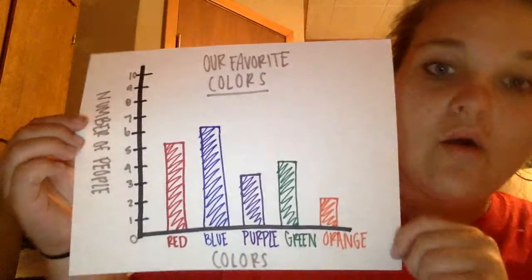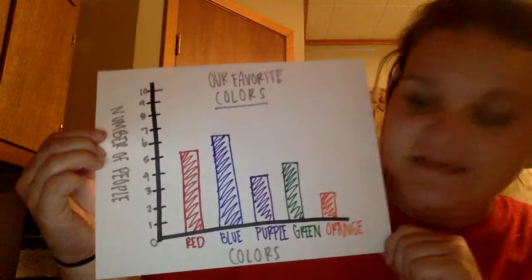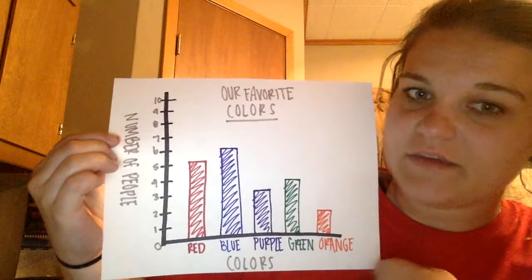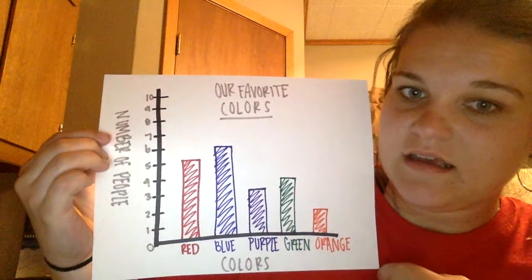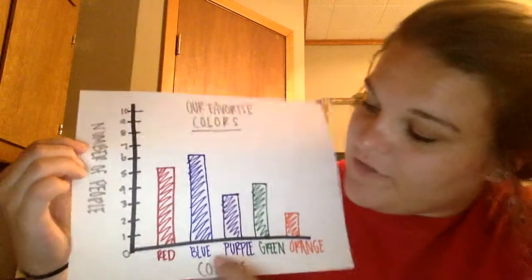Okay, can I get you to come up here and bring your graph? Okay, let's look at it. Wow, this graph looks very good. You have the axis labeled correctly. Your bars correspond correctly with the data we collected. And you have a title. It's very colorful. That's great.